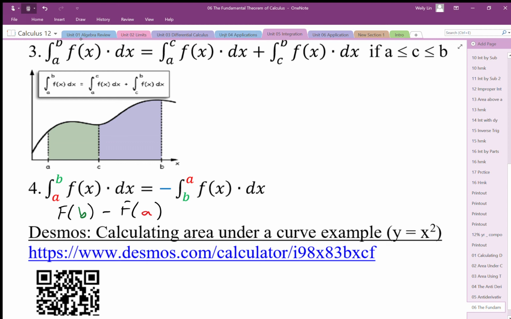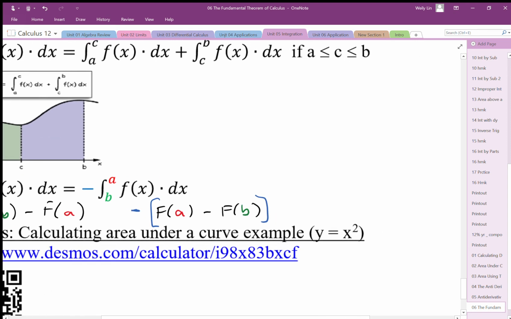Now, if I switch my bounds, notice I'll have big F of A minus big F of B. So if I plug in my A's and B's in here, here's A here and B here. It's just switching those bounds is switching the subtraction. Well, when I switch subtraction, I'm just going to get the same number or the same area, but I'm going to get an opposite sign on that area. Okay, so this area just has the opposite sign. Okay, well, that makes perfect sense.